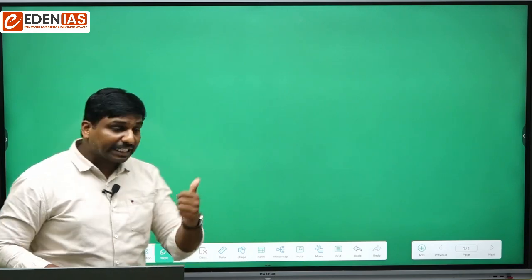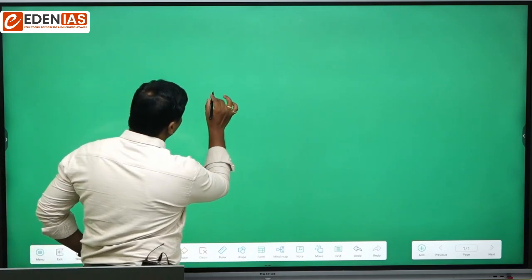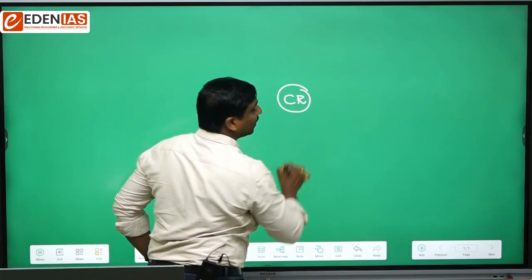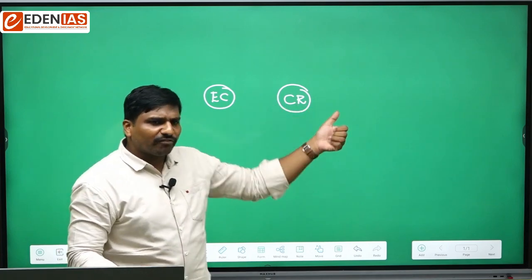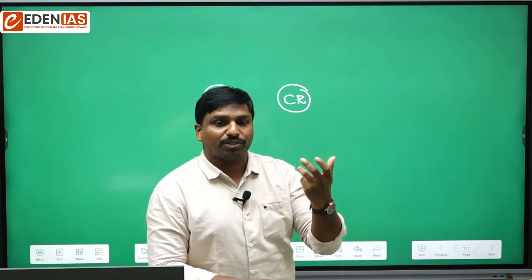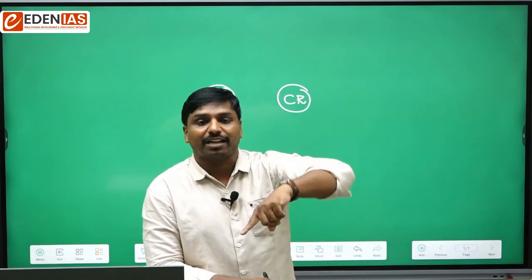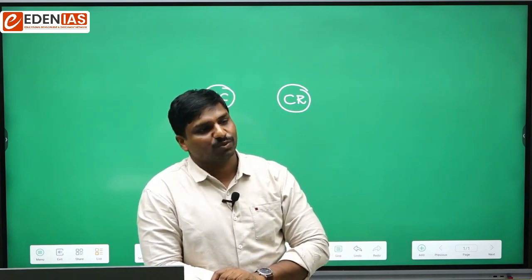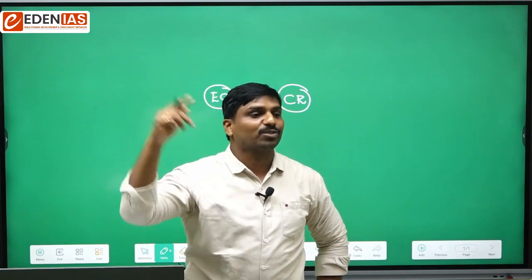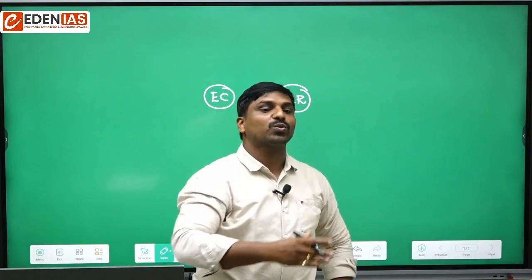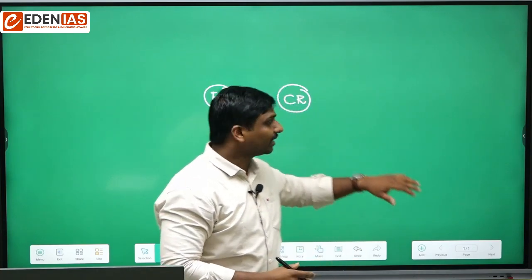So there are two approaches: one is ethnocentrism and the other is cultural relativism. Cultural relativism says that we should not compare one culture with another culture, because each and every culture is unique. We should not relate one cultural aspect of a particular society with the cultural aspect of another society, because every society is unique, every culture is unique, so we have to look at it from its own perspective. That's what cultural relativism says.